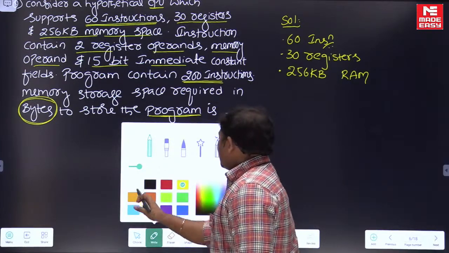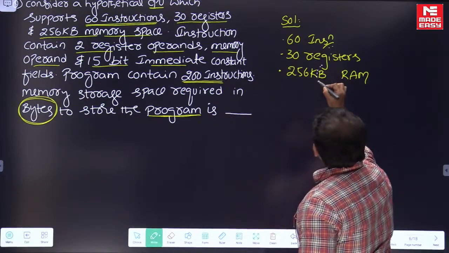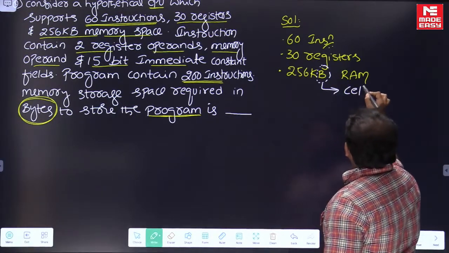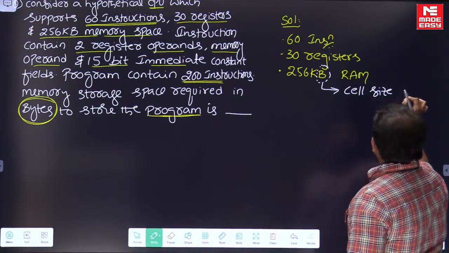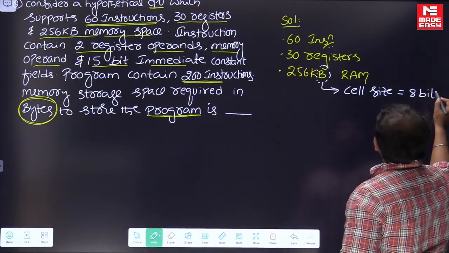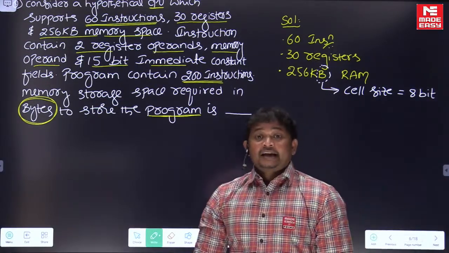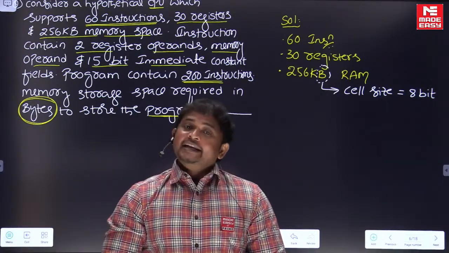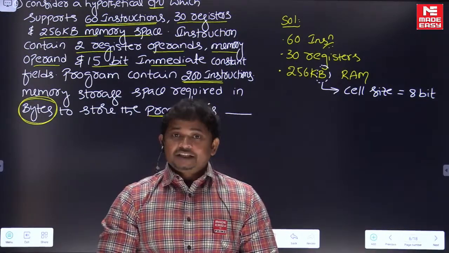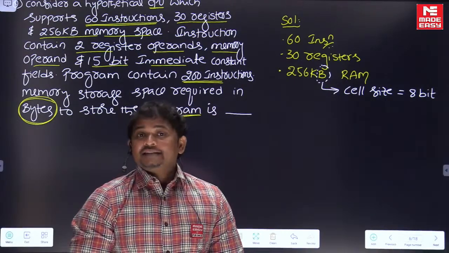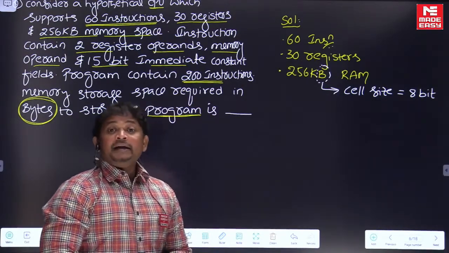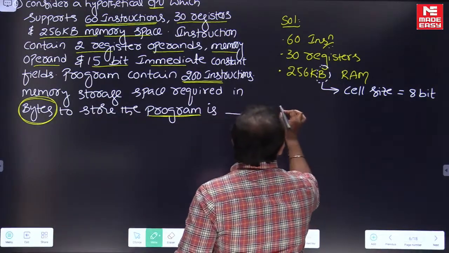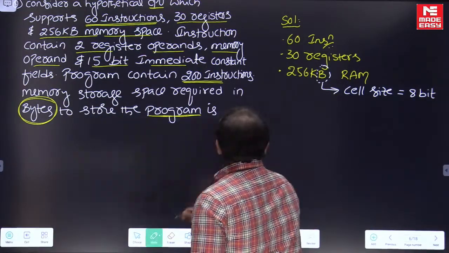See this, memory is in byte. That means cell size equals 8-bit. This is important. Memory is a byte addressable memory, 256 KB. Cell size is byte, so byte addressable memory. In every cell, 8-bit storage space is present. That is the structure of the memory, byte addressable memory.